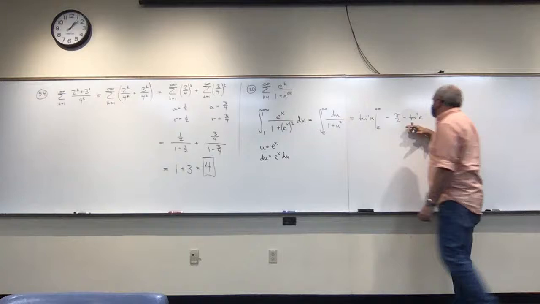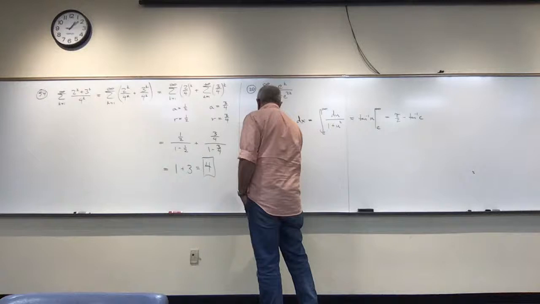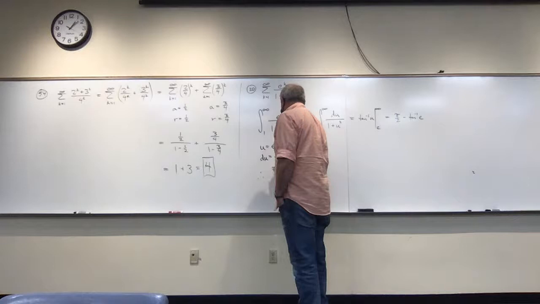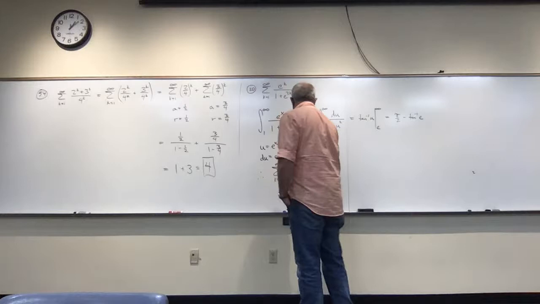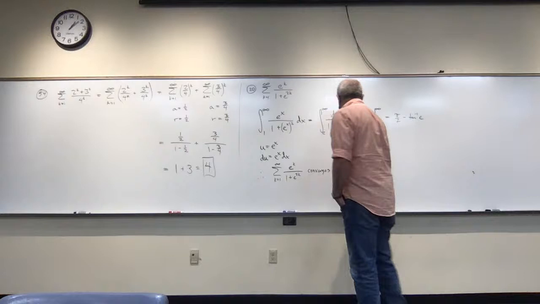So that means that this guy, I could say therefore (three little dot triangles means therefore) the sum k going from 1 to infinity of e^k divided by 1 plus e^(2k) converges by the integral test.